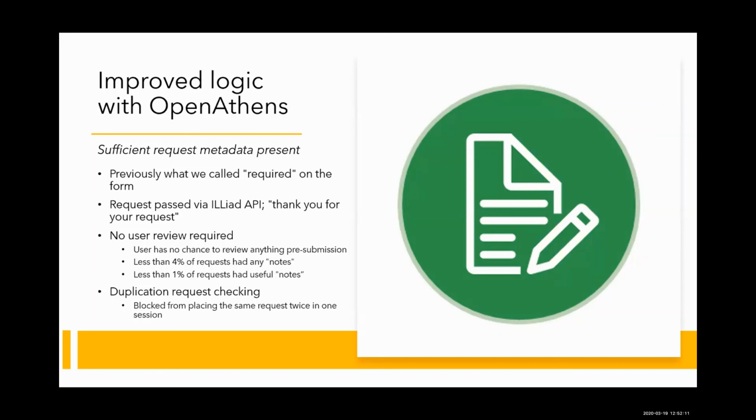And so you might wonder, well, they need to tell us something about the request. Well, 4% of our requests had any kind of notes, and less than 1% of those had any kind of useful notes. Most of the time it was, thank you, it's a wonderful service, and that's great to hear, but we don't have to. The other really cool thing is duplicate request checking, that if within that session, they click on the same record, they can't request it again, because most people forget what they requested. So, next slide.